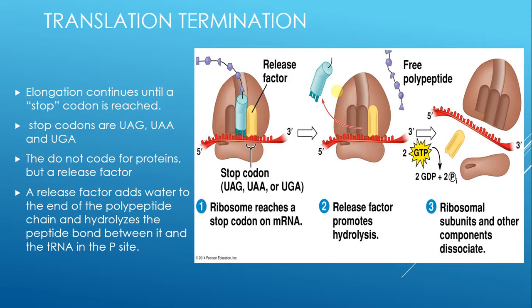And then when that's all done, it's time to stop. Elongation continues until a stop codon is reached. There are specific codons in mRNA that tell the ribosome to stop making the polypeptide. It's long enough. Some of them are UAG, UAA, or UGA. They don't code for amino acids, but for a protein release factor. What that release factor does is add water instead of a peptide bond to the end of the chain, and it hydrolyzes it and cuts it off from the tRNA, and it floats off free, and the ribosome disassembles, and we're ready to start again. So that's the ending of translation.